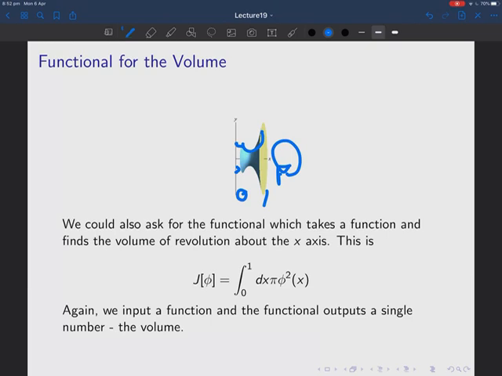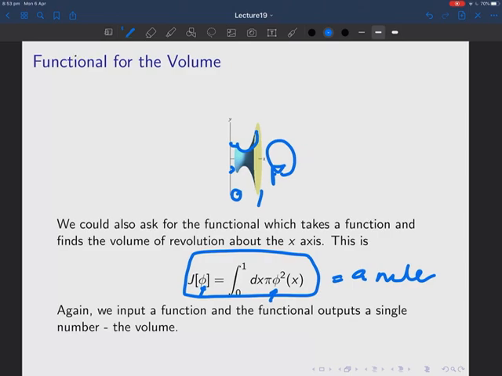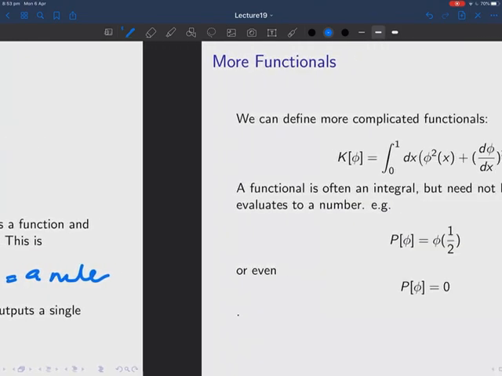And we want to find the volume of that surface of revolution. Well, the volume of the surface of revolution is just pi times phi squared dx, and that's another functional. Again, we take a function phi, and the output of the functional is a number. Okay, so that's what a functional does.